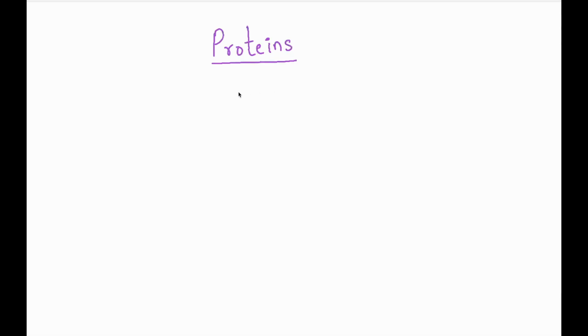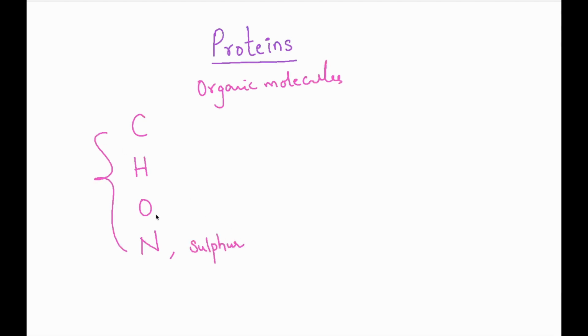Proteins are one of the four most important biomolecules present in the human body. They're also organic molecules. Proteins are made up of five important elements, namely carbon, hydrogen, oxygen, nitrogen, and they also contain some amount of sulfur. So these are the four major elements, but proteins also contain some amounts of sulfur.